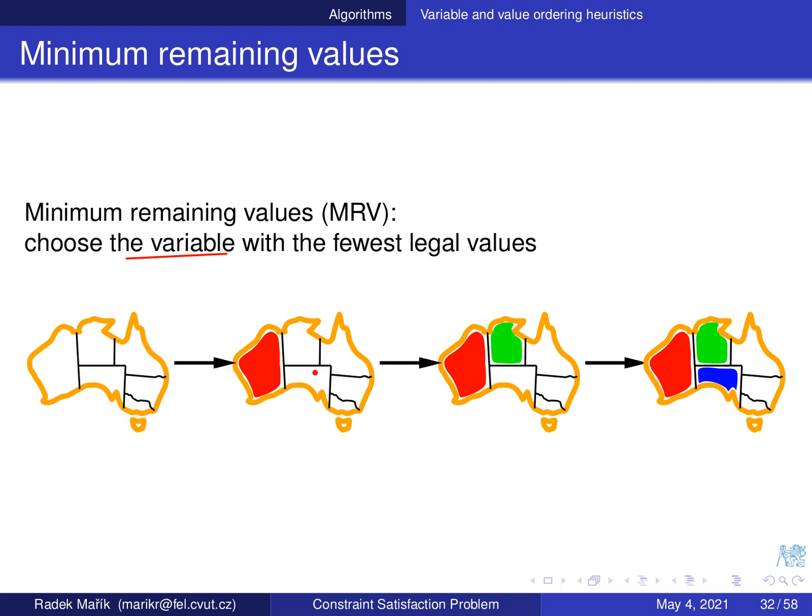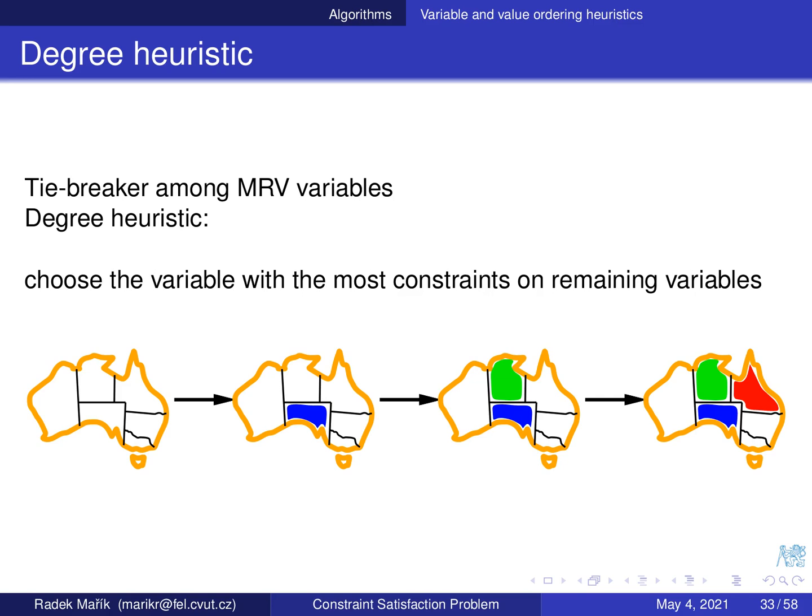If we have a number of possibilities for how to select the variable, like in these first two selections, we can use another heuristic that is called the degree heuristic. Choose a variable with the most constraints on the remaining variables. In other words, if the first heuristic produces several variables, then we can select a variable that is involved in the most constraints on the remaining variables.